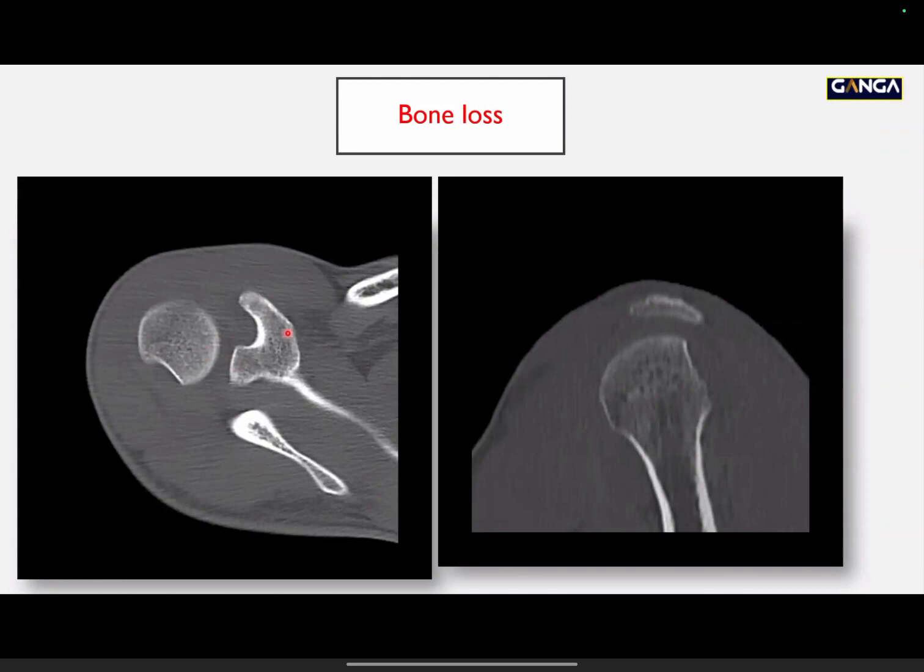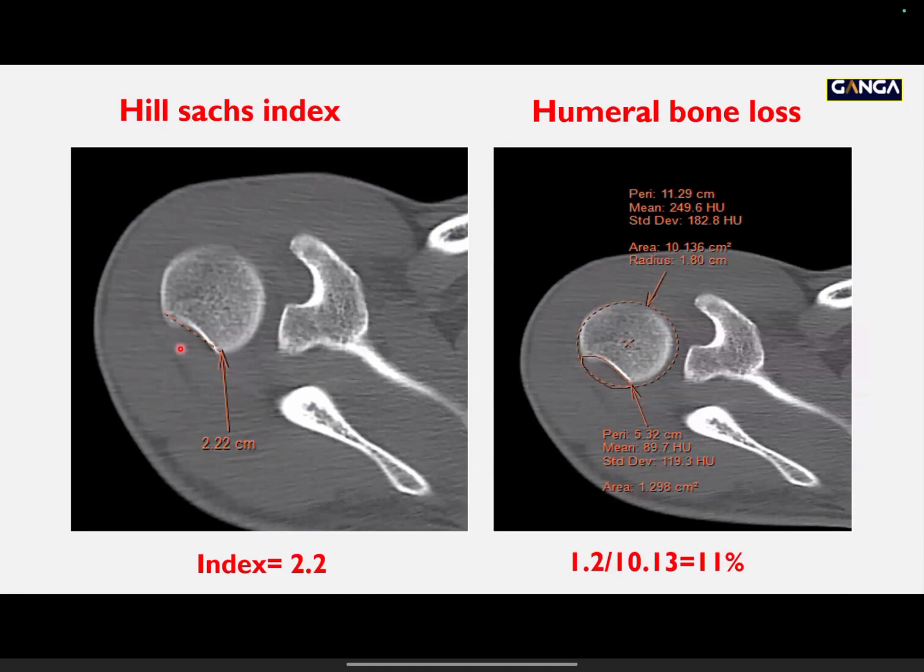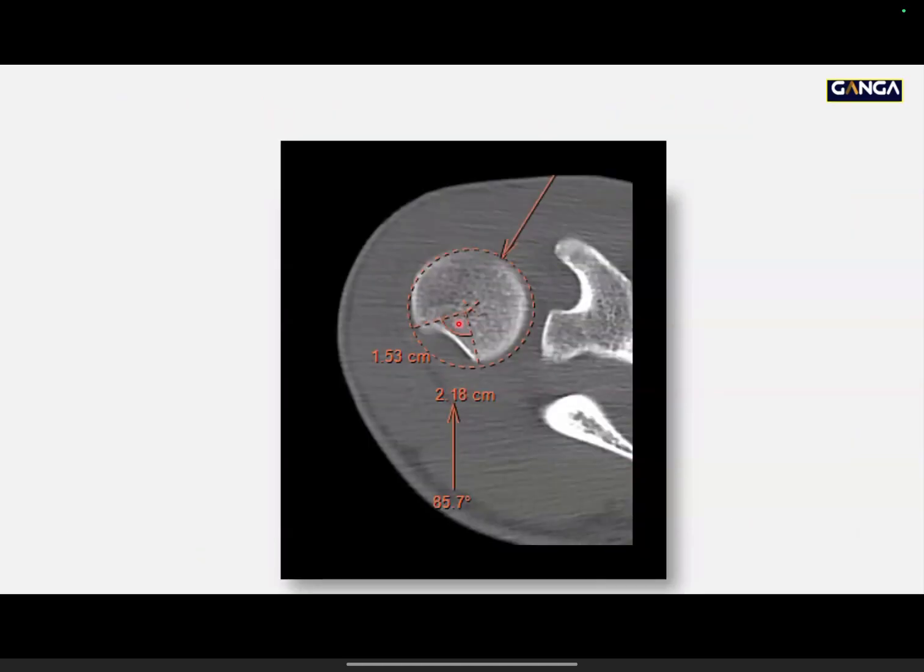So how to calculate bone loss? At the level of coracoid process, like we discussed, here you can see we should measure from the most medial part, or at the site of infraspinatus attachment. So that will be the Hill-Sachs index. For humeral bone loss, you should draw a circle and draw a freehand measurement of the defect. So that will be our humeral bone loss area. Then you should measure the circumference of the bone loss, and you can mention the depth of the Hill-Sachs defect also.